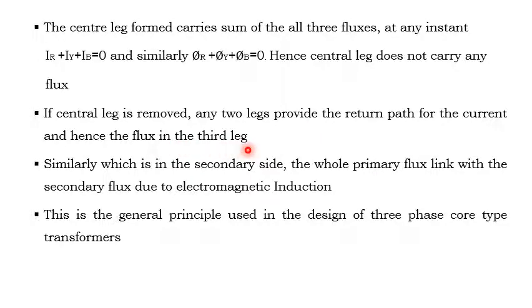Here just consider the central leg. It will not carry any flux, because the sum of the fluxes is 0. So if the central leg is removed, any two legs that you consider will provide the return path. Return path in the sense of the current flowing through those two legs, which will be the reverse of the current with respect to the third leg.